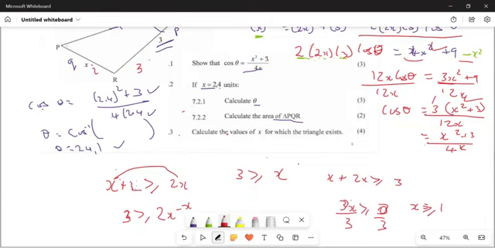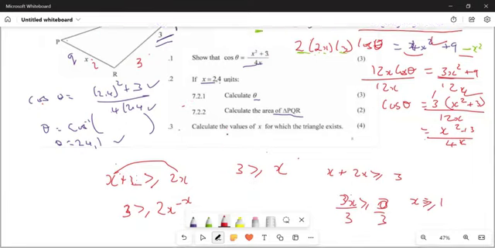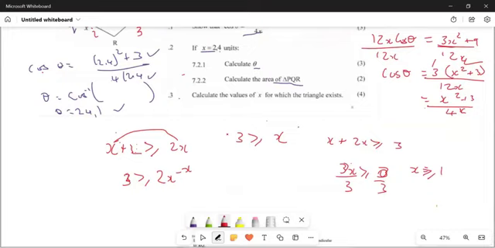We still have the last side. What is the last side? It's 2x plus 3. But we already used that. 2x plus 3 should be greater than or equal to x, something like this.